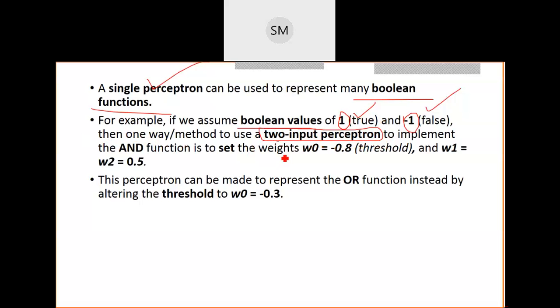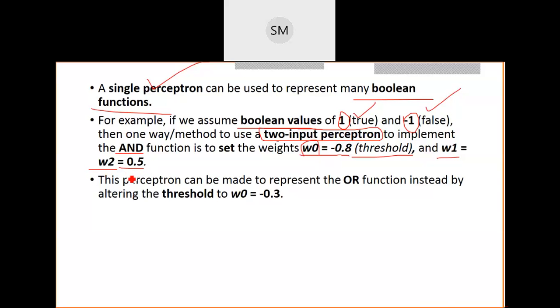We are going to use this two-input perceptron to represent one Boolean function, that is the AND function. For example, we have assigned minus 0.8 to the weight threshold W0. Just now I told you that W0 is nothing but the threshold, and its value is minus 0.8, and W1 is 0.5, and W2 is also 0.5.